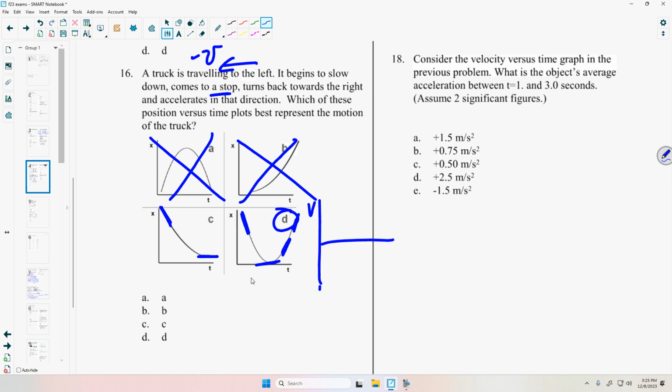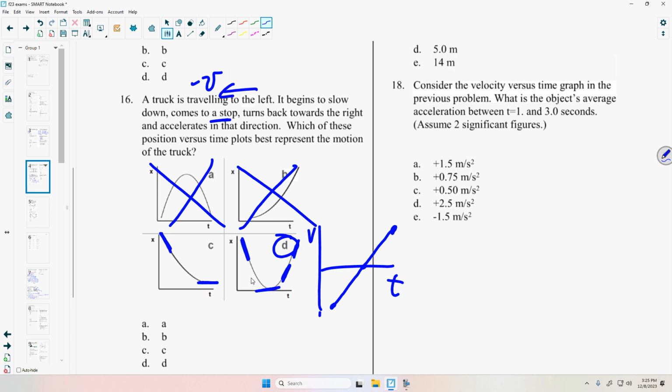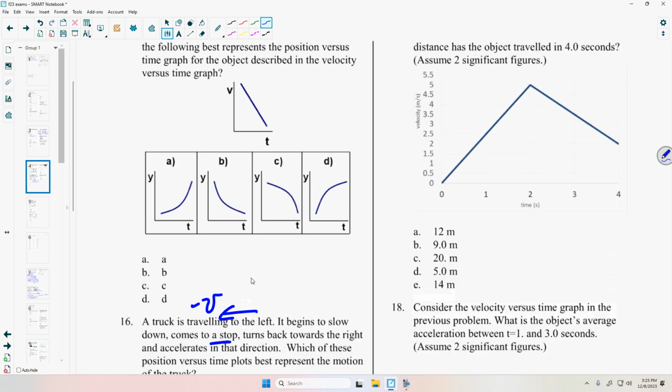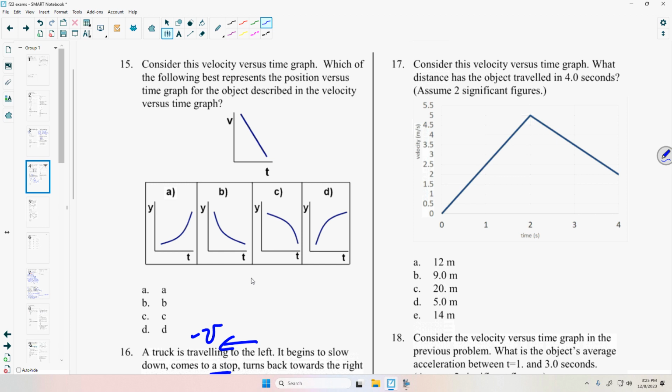situation? V versus T, well, it's starting with a big negative velocity. It goes to 0, and then it speeds up in the opposite direction. So that's how that graph would look, the V versus T graph. Likewise, you should be able to give a V versus T graph and tell me what the position versus time graph is, or vice versa, give a position versus time graph and tell me what the velocity versus time graph is.